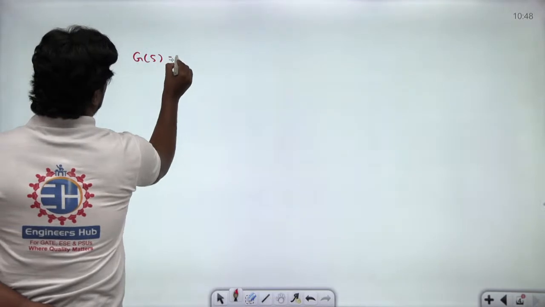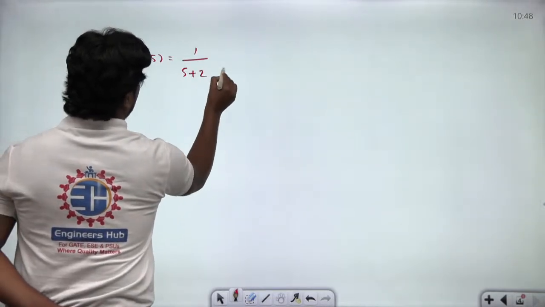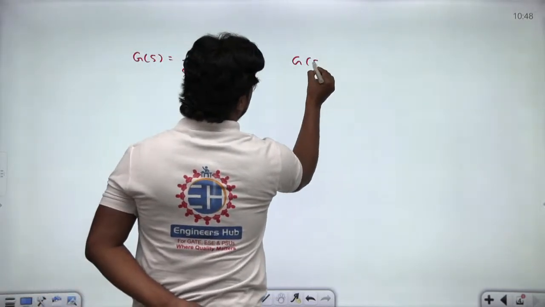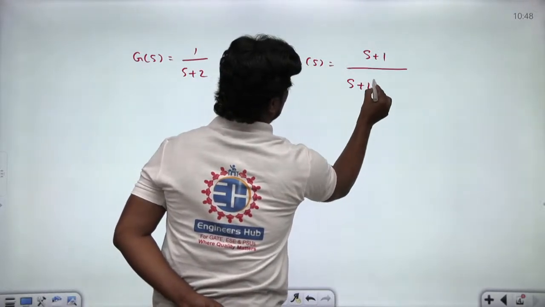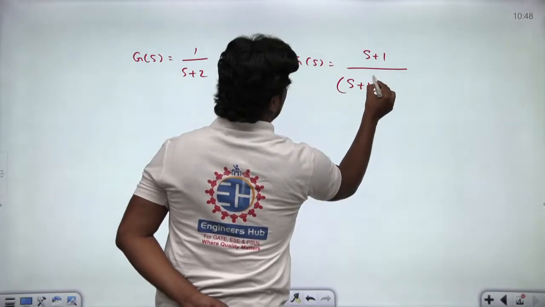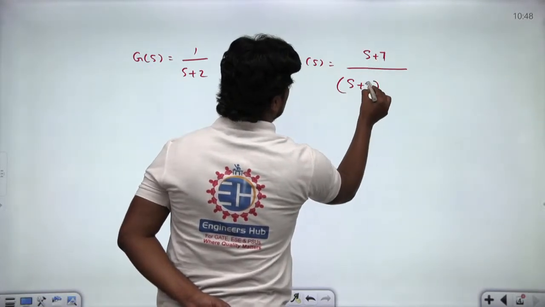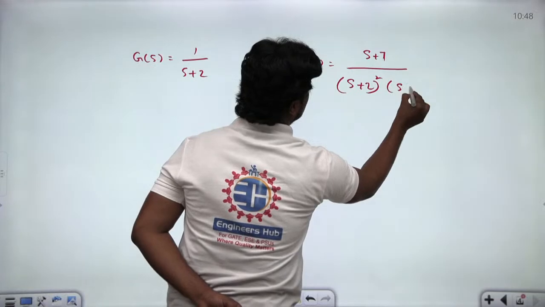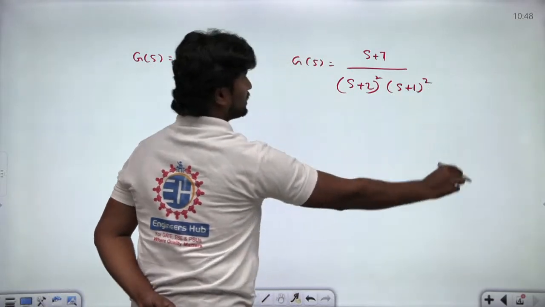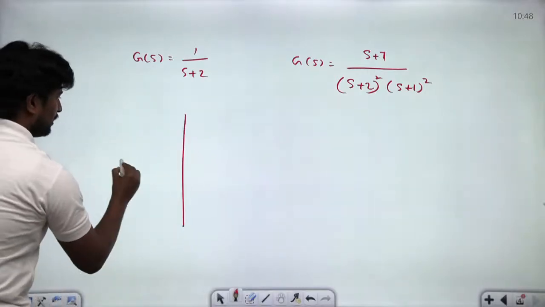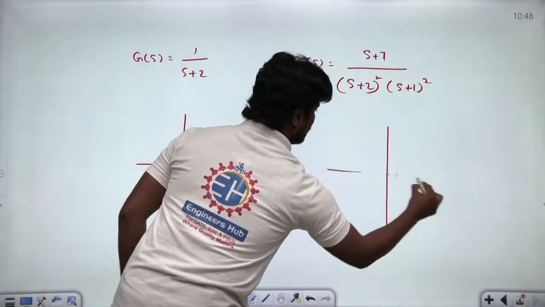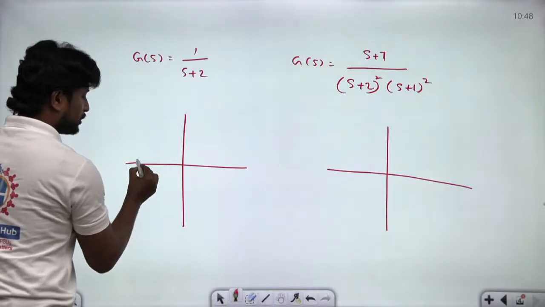G of s equals 1 by s plus 2. G of s equals (s plus 1) by (s plus 2) whole square. (s plus 7) by (s plus 2) whole square into (s plus 1) whole square. How to draw the plot in a quick manner? It's very simple, guys. See once. First, observe carefully.